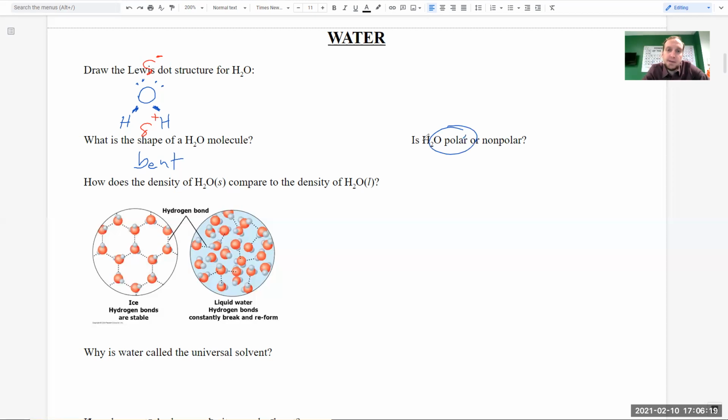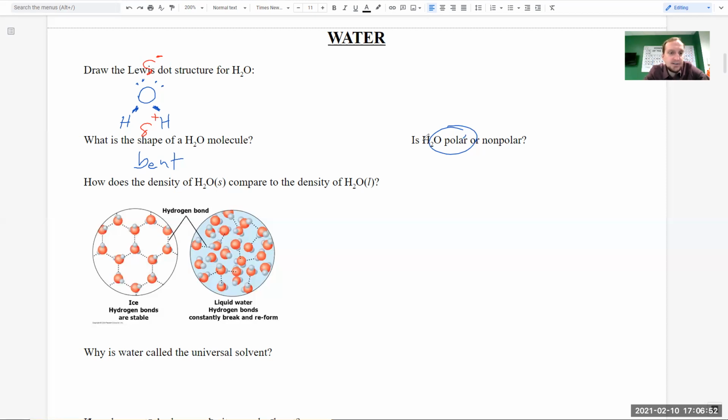Now, because of that, it is going to be a polar compound. Polar, if you remember, means it's asymmetrical. The top is not symmetrical to the bottom. That's why we have an uneven sharing of electrons. So that is going to give it a very unique property. Its polarity is very important. Its bent shape is very important. Now, because it is polar and because it is bent, it is able to form what we call hydrogen bonds. And hydrogen bonds, remember, are weak intermolecular forces that can be formed and broken very, very rapidly. And it's going to give another unique property to water.